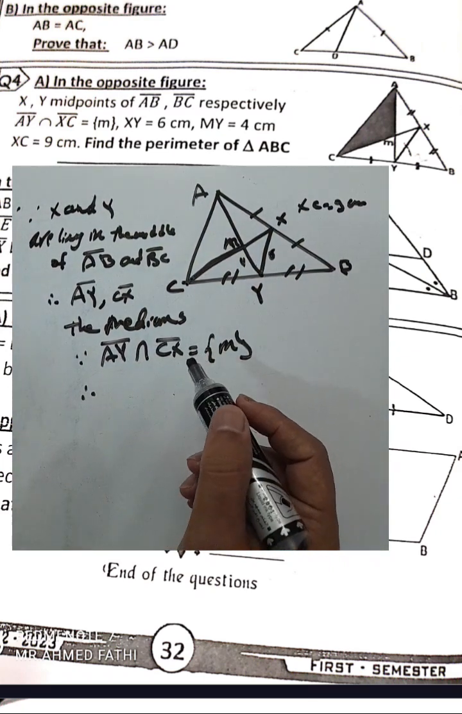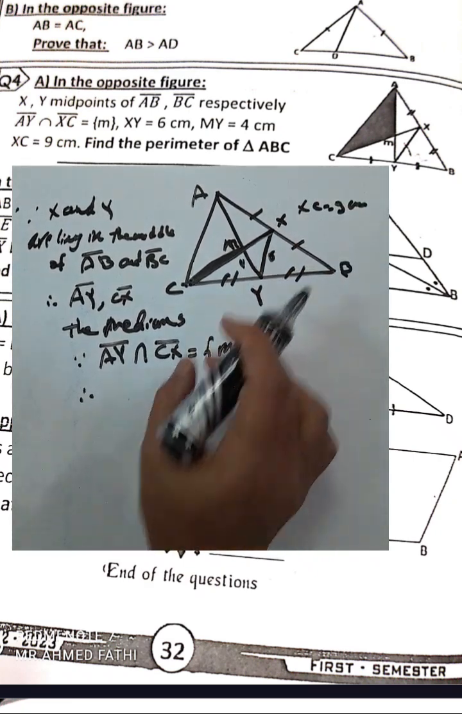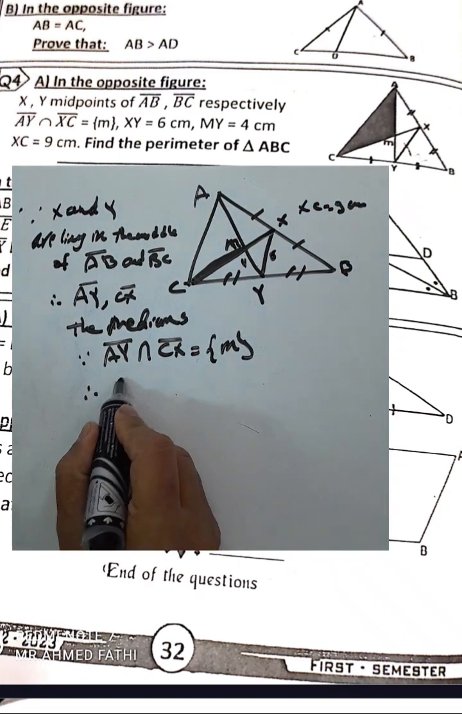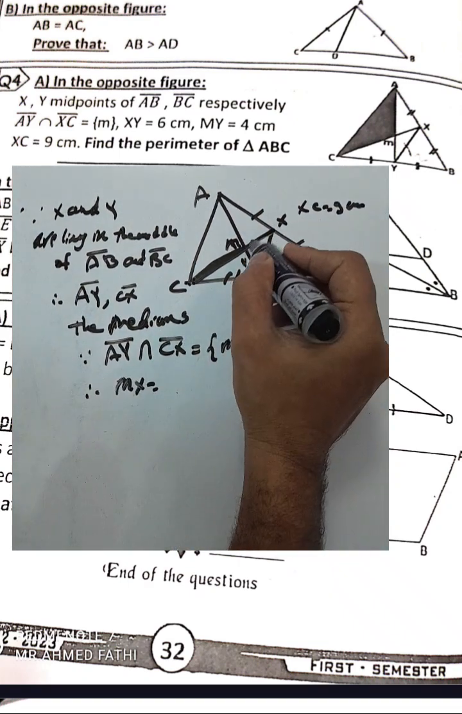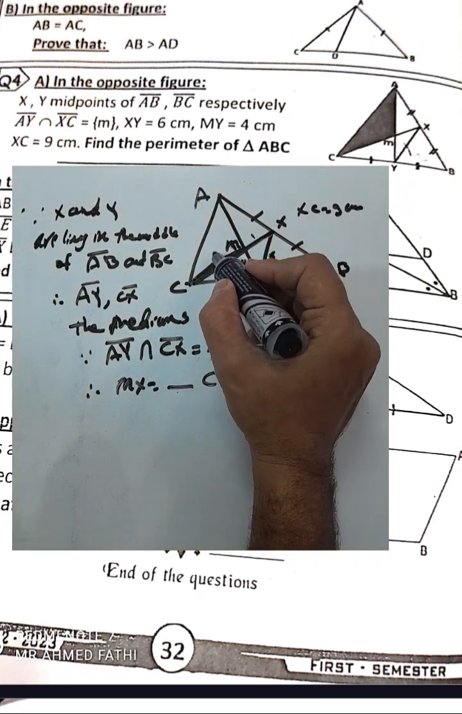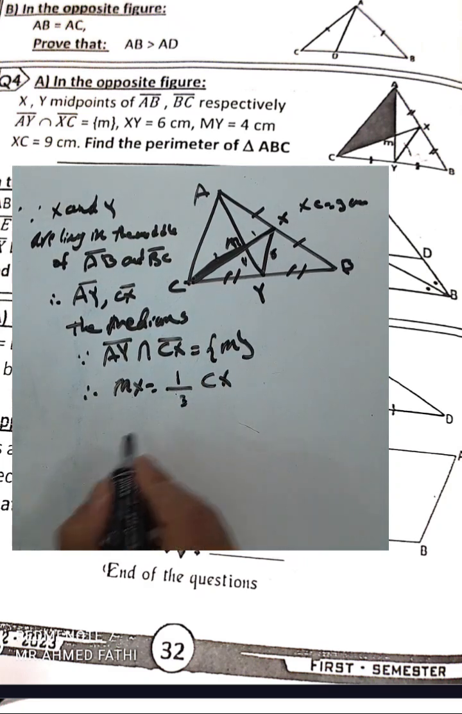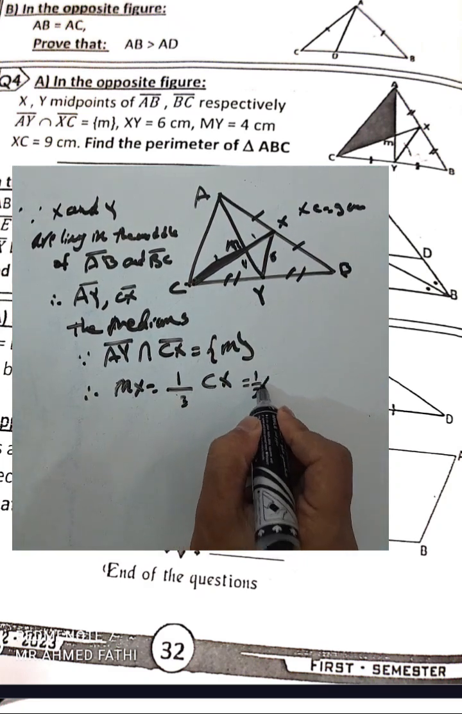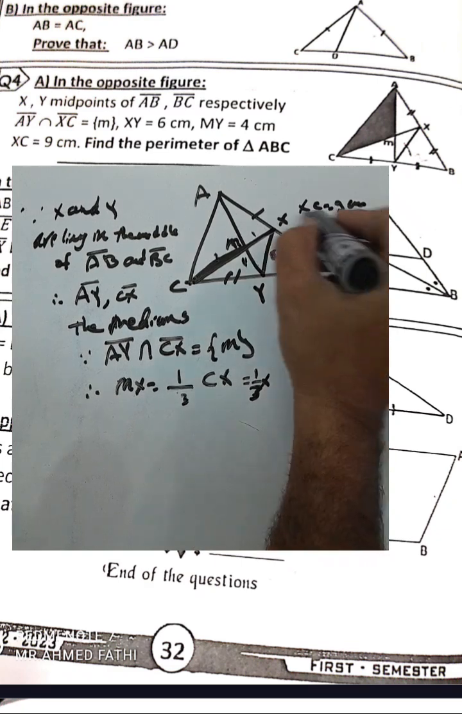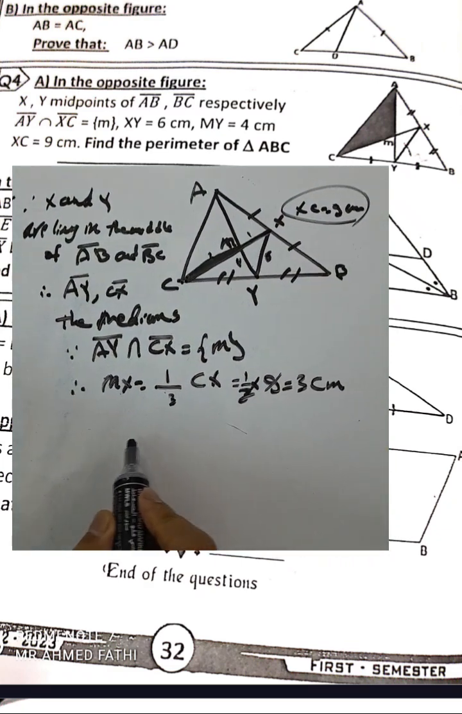So we can find the length of MX. We have the ratio between MX and CX. This part 1 and 2. MX will be 1 and CX 3 parts. Then you can write the third product by the length of CX, 9. 9 divided by 3 equals 3 centimeter.